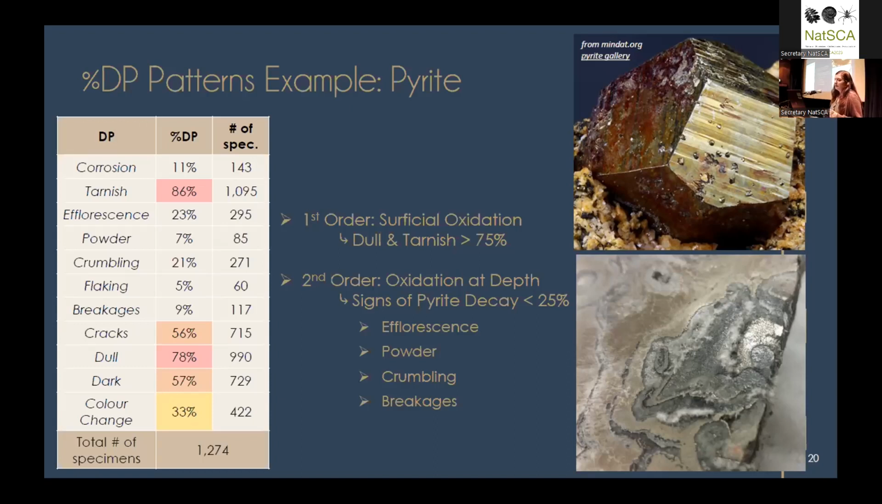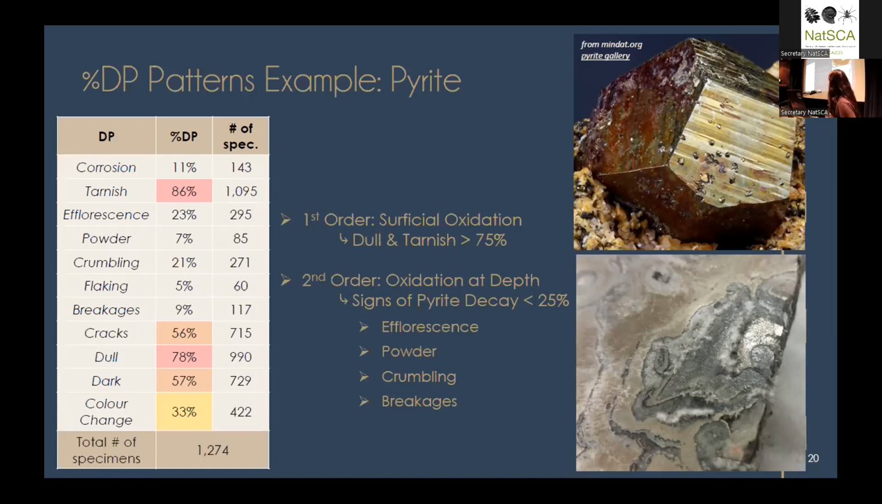But there are certain instances where, oh wow, cracking is important. And then all the DP that are characteristic of pyrite decay do appear in less than 25% of all the specimens surveyed, meaning this is oxidation at depth.